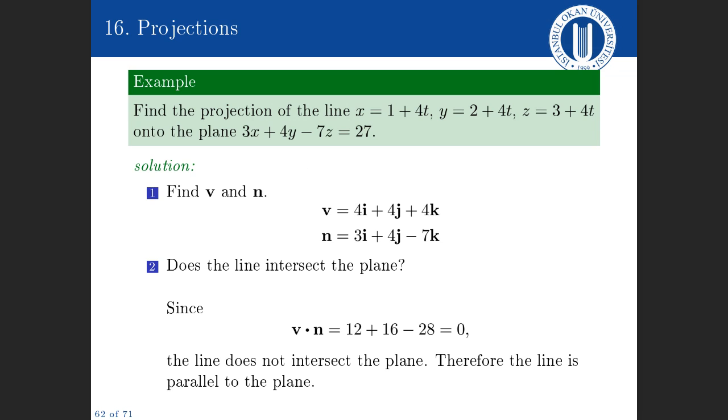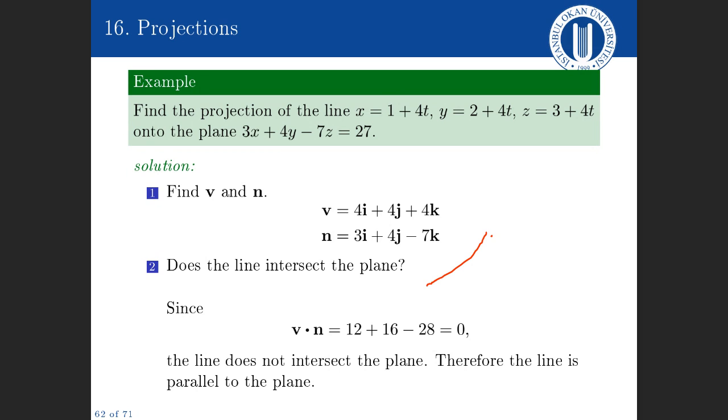Let's do another example. Find the projection of this line onto this plane. We need to know which of the three cases do we have. Is the line orthogonal to the plane? Is the line parallel to the plane? Or neither? Step 1, find v and n. Here they are. Step 2, does the line intersect the plane? We calculate v dot n and we get 0. The answer is no. The line does not intersect the plane, therefore the line is parallel to the plane.